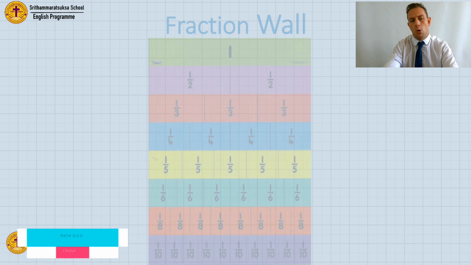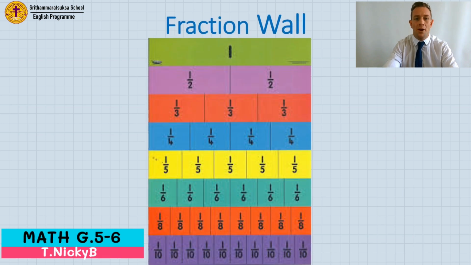Look at our fraction wall. At the top, you can see that 1 whole takes up the most space. 2 halves make up 1 whole, 3/3 make up 1 whole, 4/4 make up 1 whole, and so on. But if we look at 1/2 and 3/6, we can see that they take up the same amount of space.